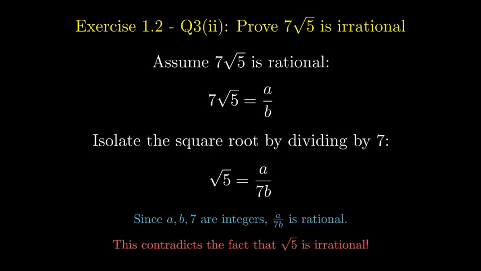Notice, a, b, and 7 are all integers. So a over 7b is a rational number. This forces root 5 to be rational. But the square root of 5 is irrational. This is a contradiction. Therefore, 7 times the square root of 5 is irrational.